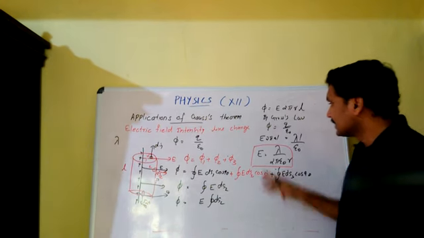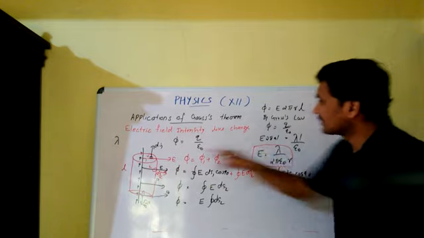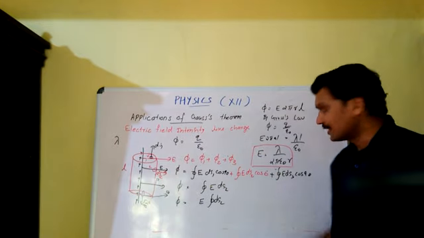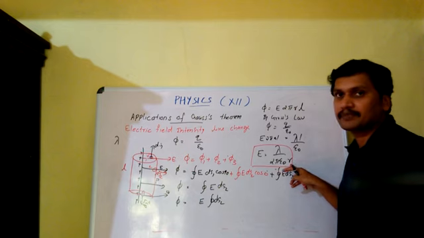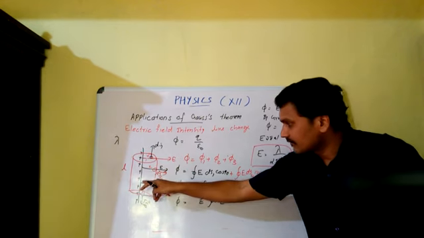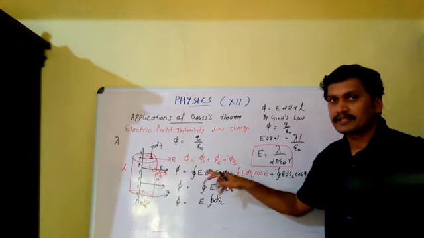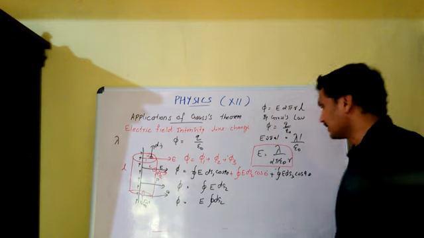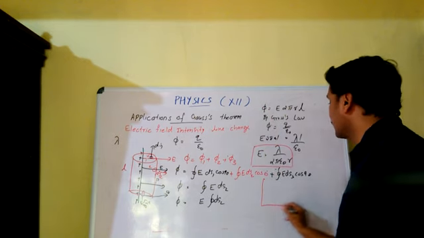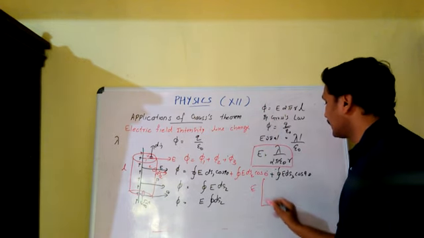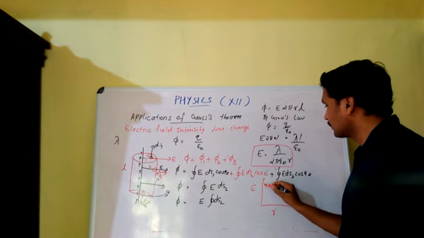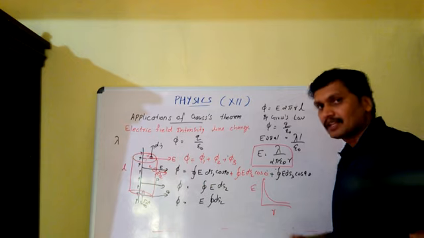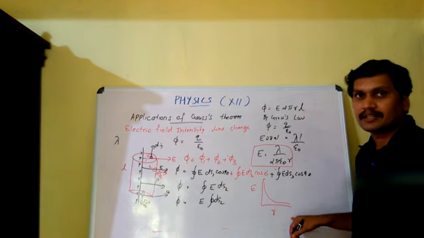See this term? The electric field depends on the charge density and it is inversely proportional to the distance to the point. When the distance from the line charged conductor increases, the electric field decreases. If you plot a graph, it will look like this: electric field is inversely proportional to r. It comes to 0 only at infinity.